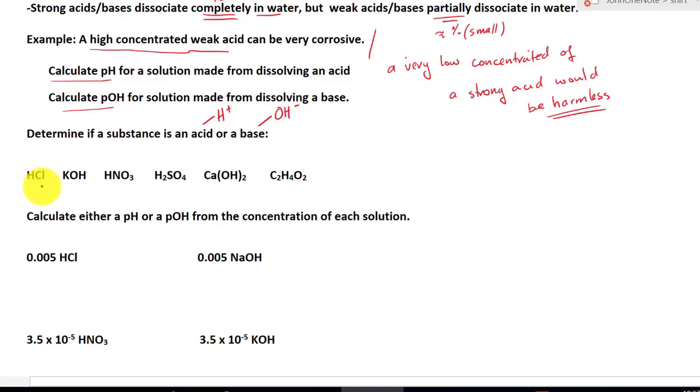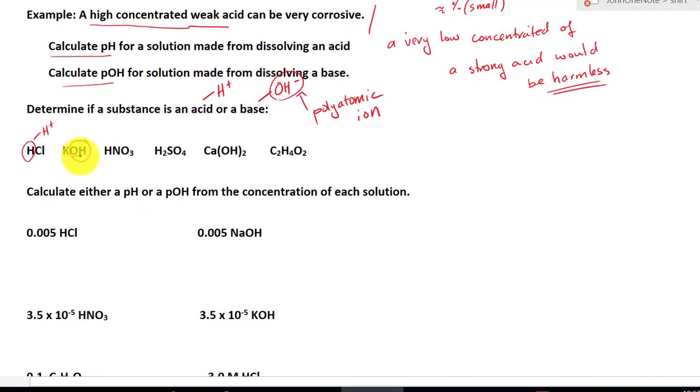Let's look at this one, HCl. Does it have any OH-? No, so it cannot be a base, but it has that H+ right there. How about KOH? It doesn't have an H+, but right there, we have that OH-. And notice how OH is a polyatomic ion, so it always stays together. That's the reason why you have OH- next to each other. Then we have HNO3. Do we have any OH-? No, we have the H+ right there, so this must be an acid.